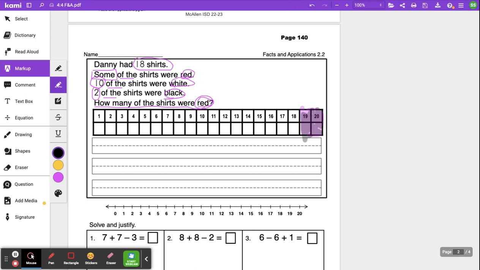Now I can see the 18 that I have, and I want to start marking up, taking away the groups of shirts that I know that I have. The first one says, some of the shirts were red. Well, I don't know the sum. That's what I'm looking for. 10 of the shirts were white. Okay, I know 10 white shirts. Now the color white won't show up, so I'm going to use the color yellow. And it's 10.